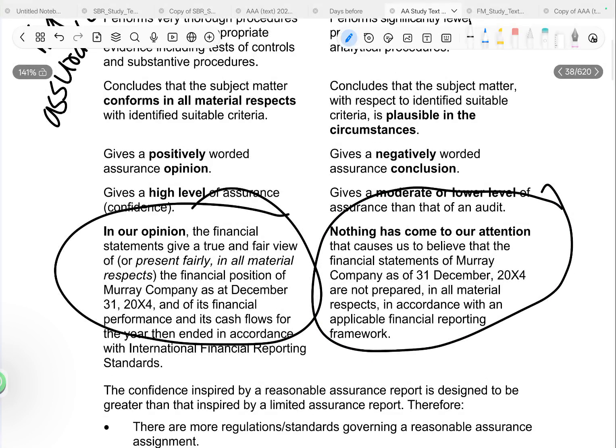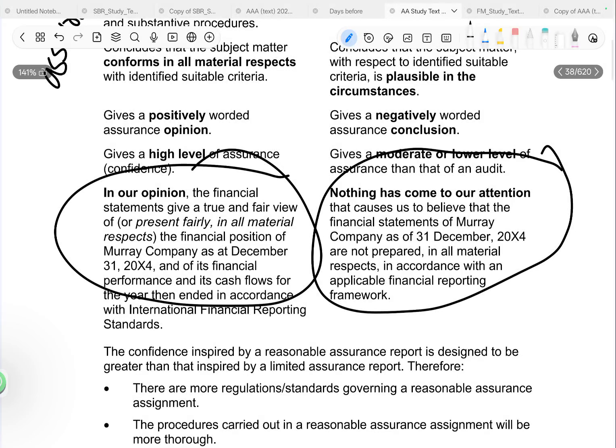Notice the difference. The practitioner is not saying everything is definitely correct. They're simply saying that they did not find anything suggesting that it is incorrect. That is why limited assurance provides moderate or lower confidence compared to an audit. Now, here's a quick exam trick to remember all of this. Think of it like this: reasonable assurance means a deep investigation, and limited assurance means a quick check.